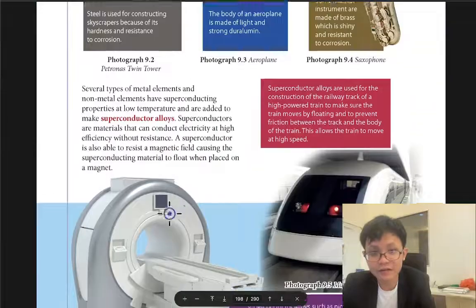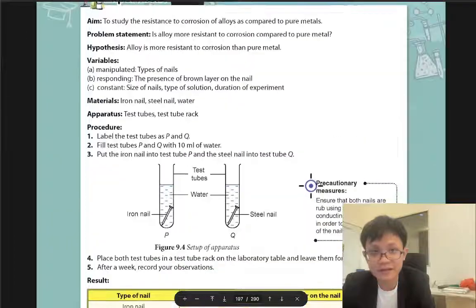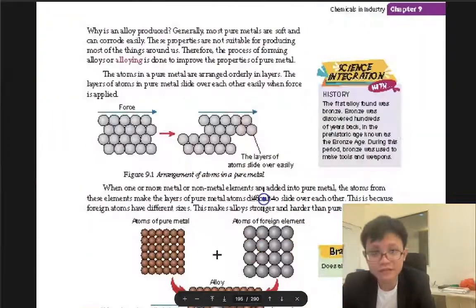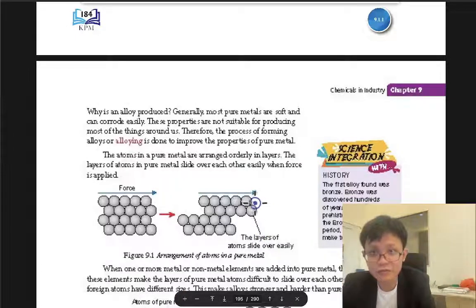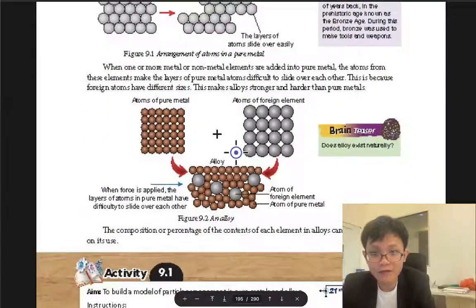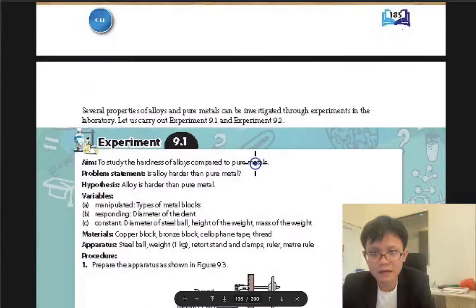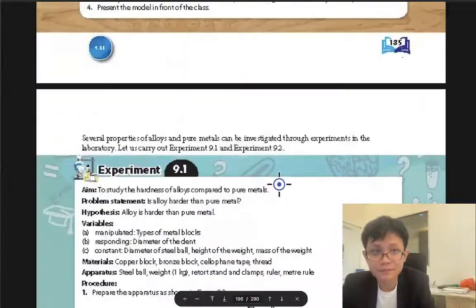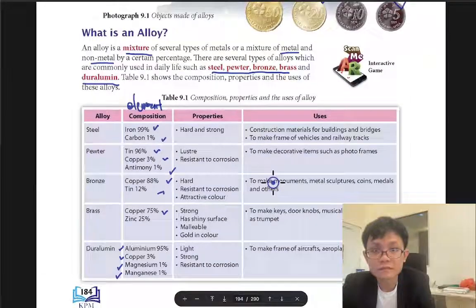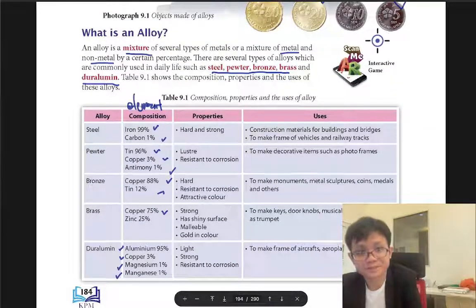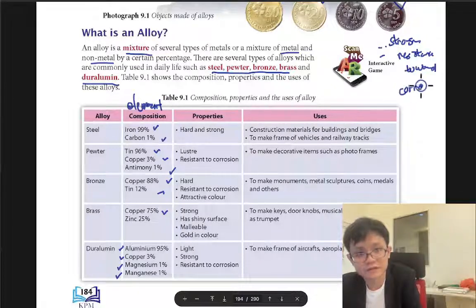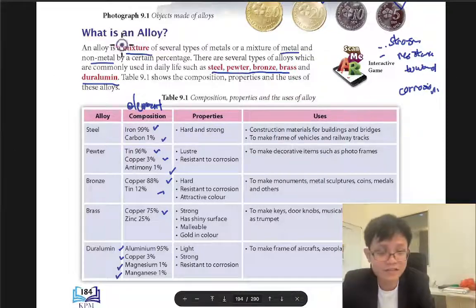Wait, let me find the characteristic of alloy. Where is it? So usually alloy is stronger and more resistant to rust. Generally, most metals are pure and soft. Okay, so alloy usually will be stronger, and I will say more resistant towards corrosion, 不会生锈, or 比较难生锈, correct or not?